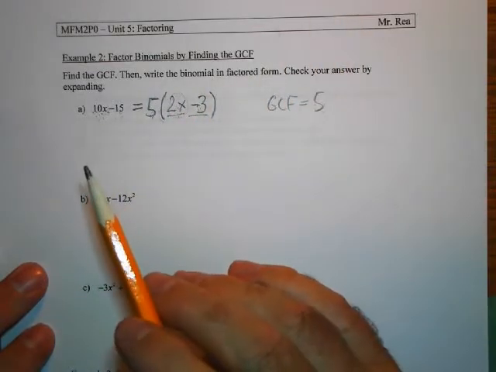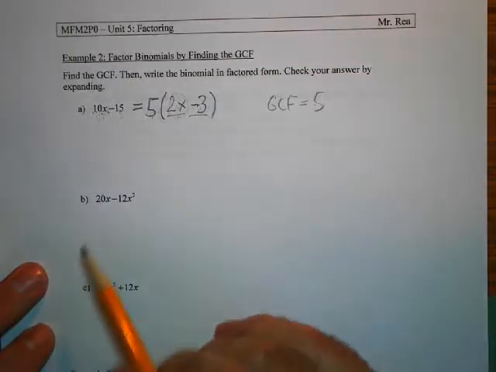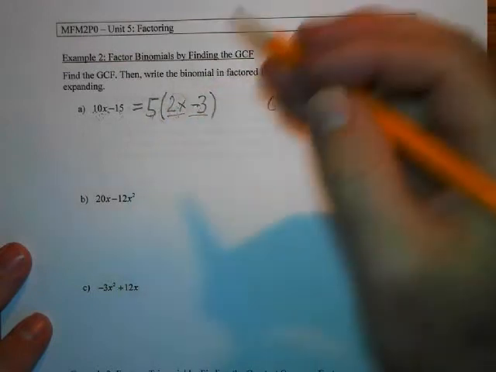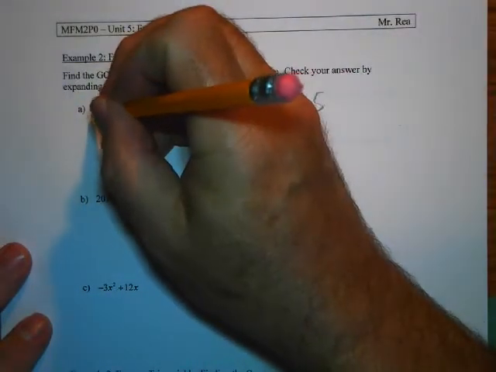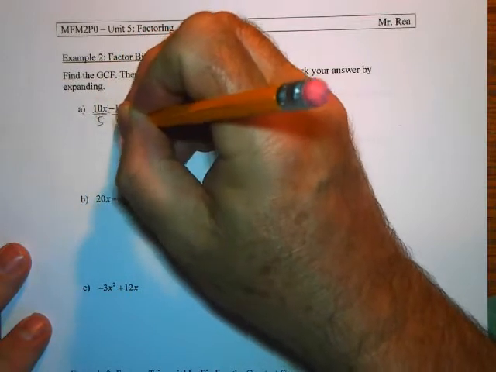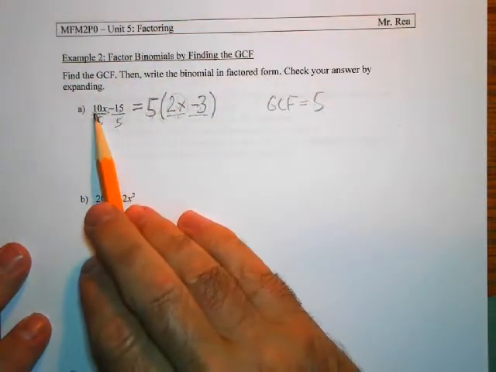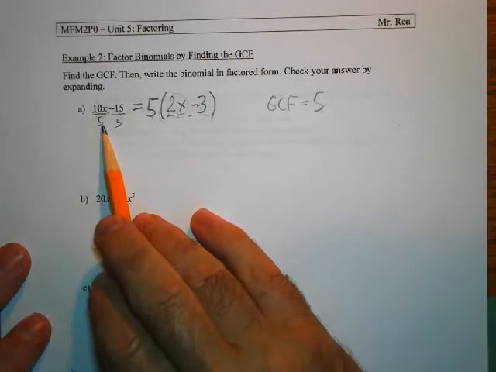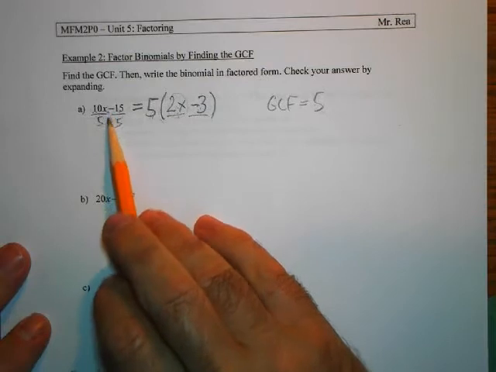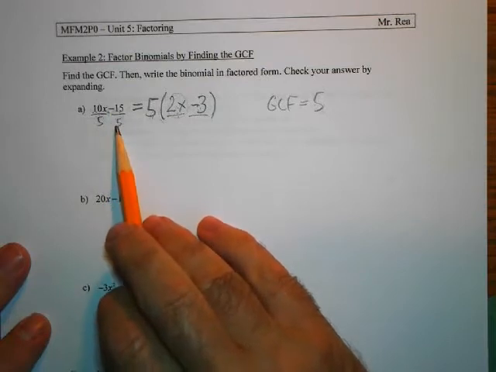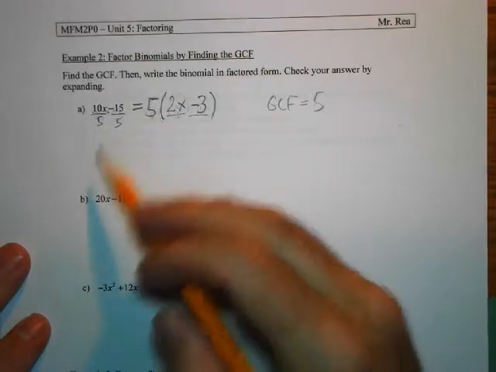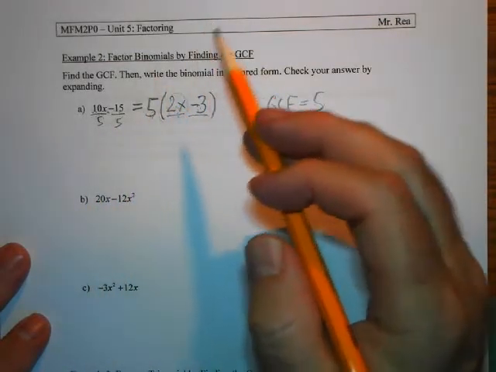Now the other way of doing this, you might like this, you might not. Whatever the common factor is, that's what you divide each of these terms by to get the other factor. So I could say, well, the first factor is going to be 10x divided by 5. That's 2x, okay? And the second one will be negative 15 divided by 5. That's negative 3. So we're really doing the same thing. One's using multiplying, one's using dividing, okay?